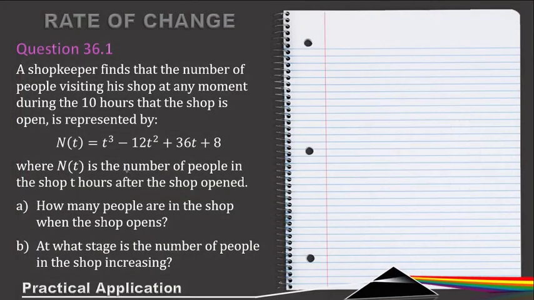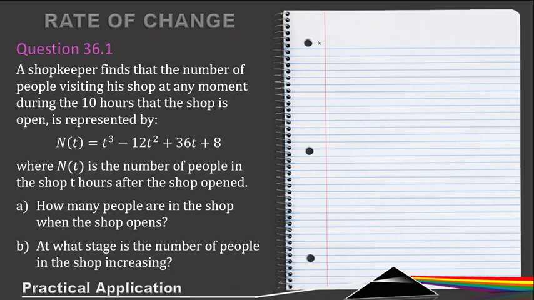Alright, so question 36.1. A shopkeeper finds the number of people visiting his shop at any moment during the 10 hours that the shop is open is represented by N(t). So where N is the number of people in the shop t hours after the shop is open. So meaning if I substitute in any value for t, let's say 5, then that would give you the number of people in the shop after 5 hours that it's been open.